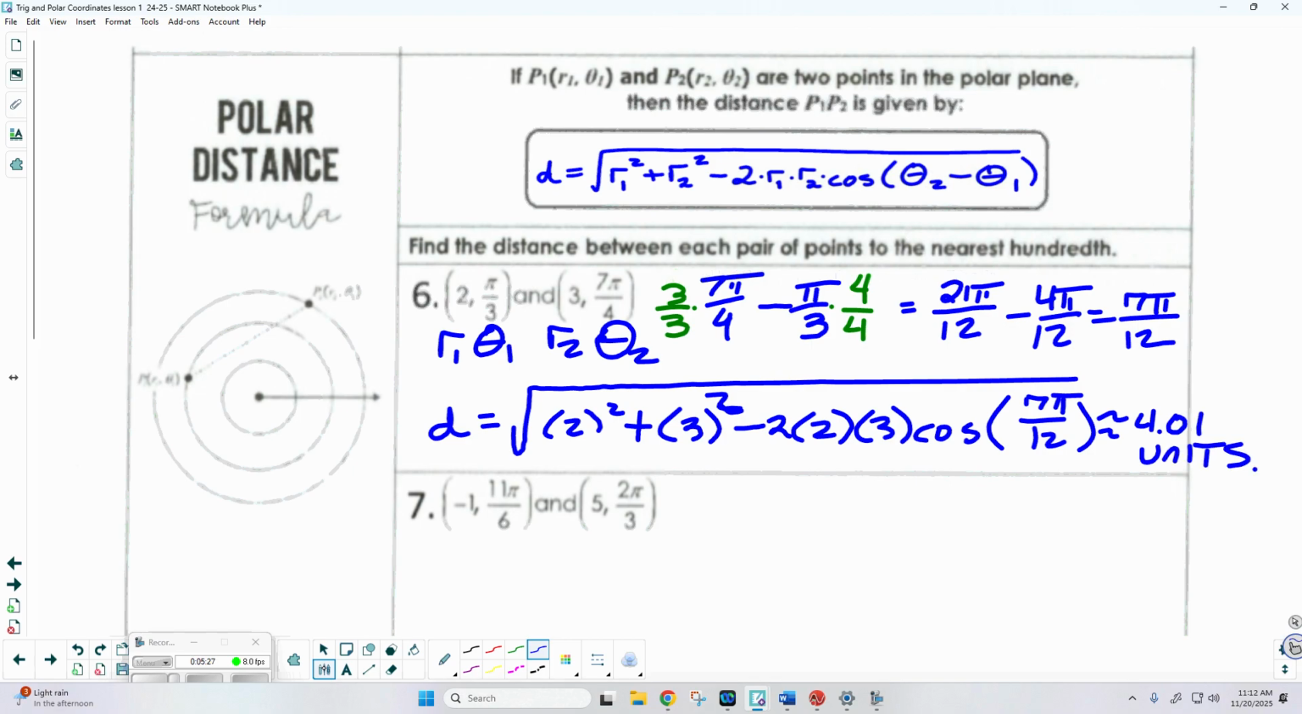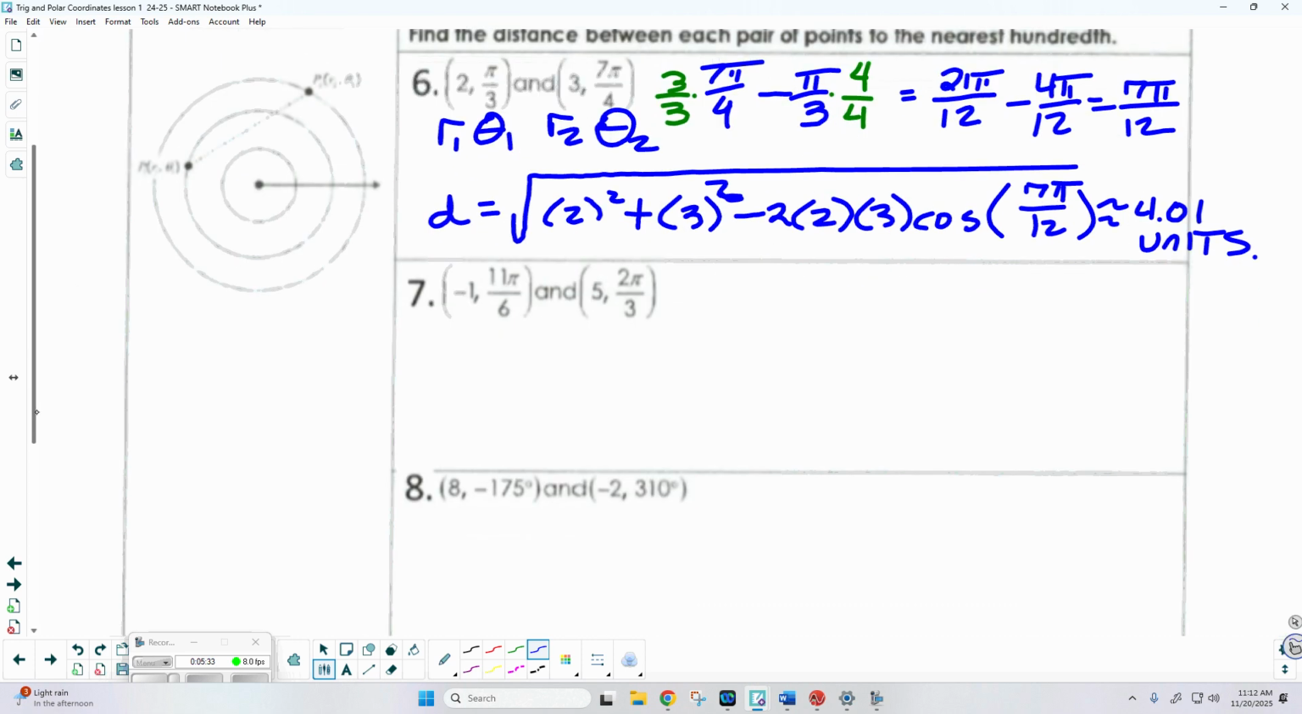Okay, that's it. That's all there is to it. Let's try another one of these, because number 7 brings up a good point that I want to make. So we've got my first radius and first angle, second radius, second angle. They're already in radians, so I'm going to take the second angle 2 pi over 3, and I'm going to subtract the first angle 11 pi over 6.